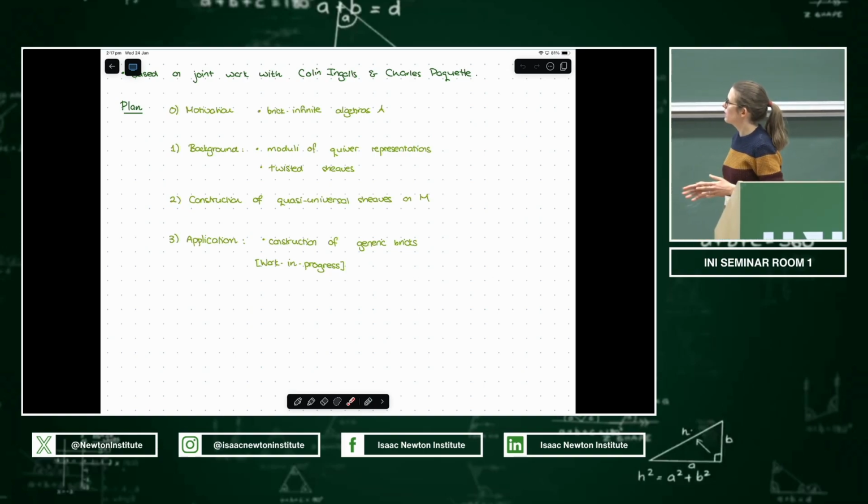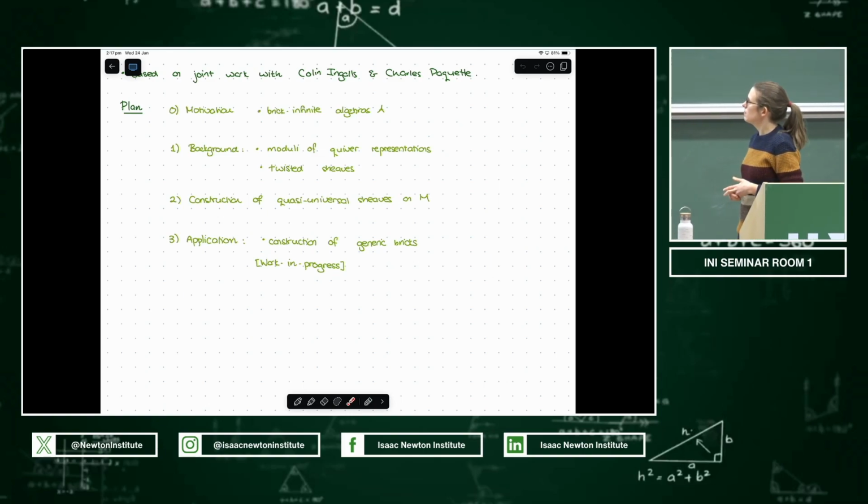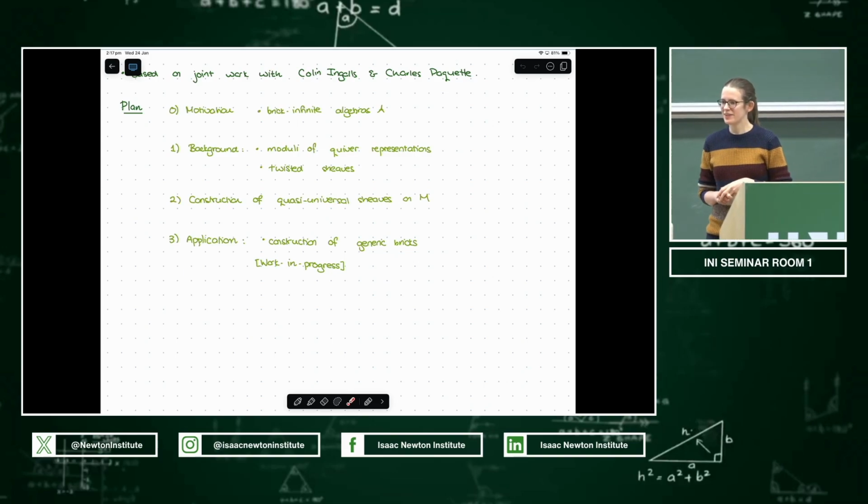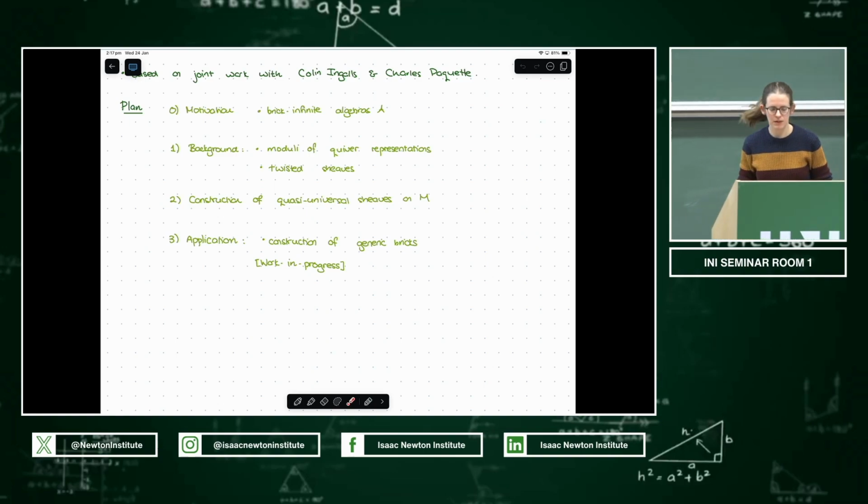Okay, so this is the plan to start with the motivation, which does come from finite dimensional algebras. And the goal is to study brick infinite algebras, whatever those are. But the tool that we're going to be using is moduli spaces of quiver representations and twisted sheaves on them. So that's a background section. And then there's a construction, which is to build, we'd like to have a universal sheaf, but we don't. So we build a quasi-universal sheaf. And by we, I don't just mean us. I mean other people, also including Vicky, for example. And then the application, then we'll come back to see how this actually fits into the algebra story.